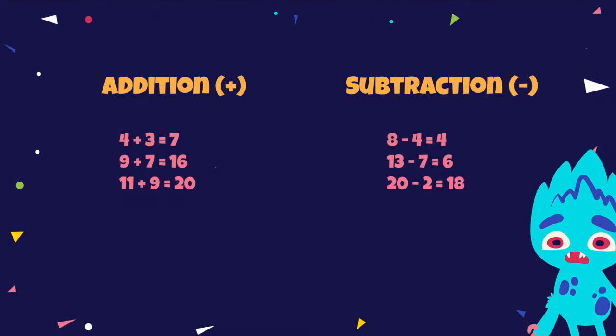Well, for subtraction, it is a little bit harder as we try to take away the second number from the first. Such as in the first example, when we take away 4 from 8, we are left with 4. And when we try to take away 7 from 13, we are left with 6. And finally, when we try to take away 2 from 20, we are left with 18.